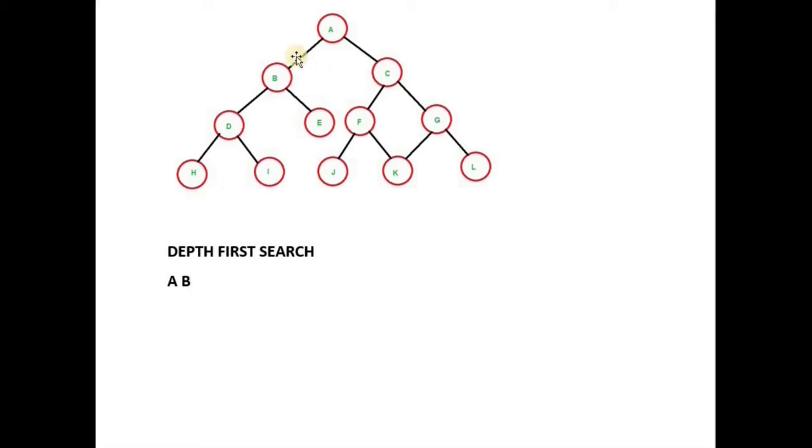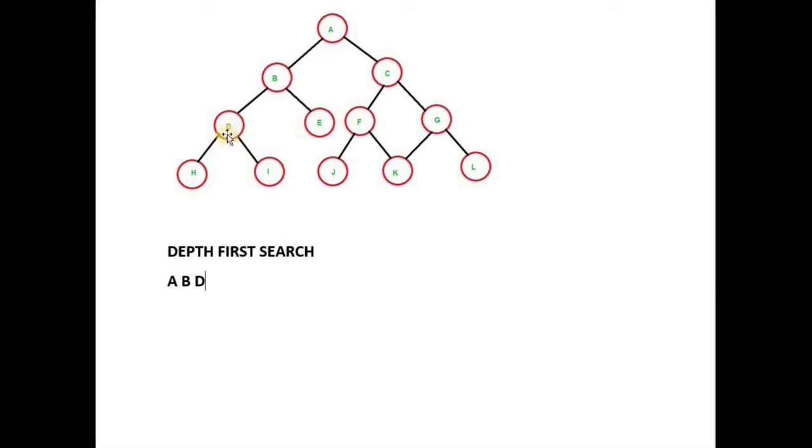So now my new node is B. I can also visit C from A, but I will not do that right now. I will start exploring the new node. From B, which node can I visit? I can visit D and E. I can select either D or E, but I will select D. Then I will not go to E. I will suspend B right now and start exploring D.